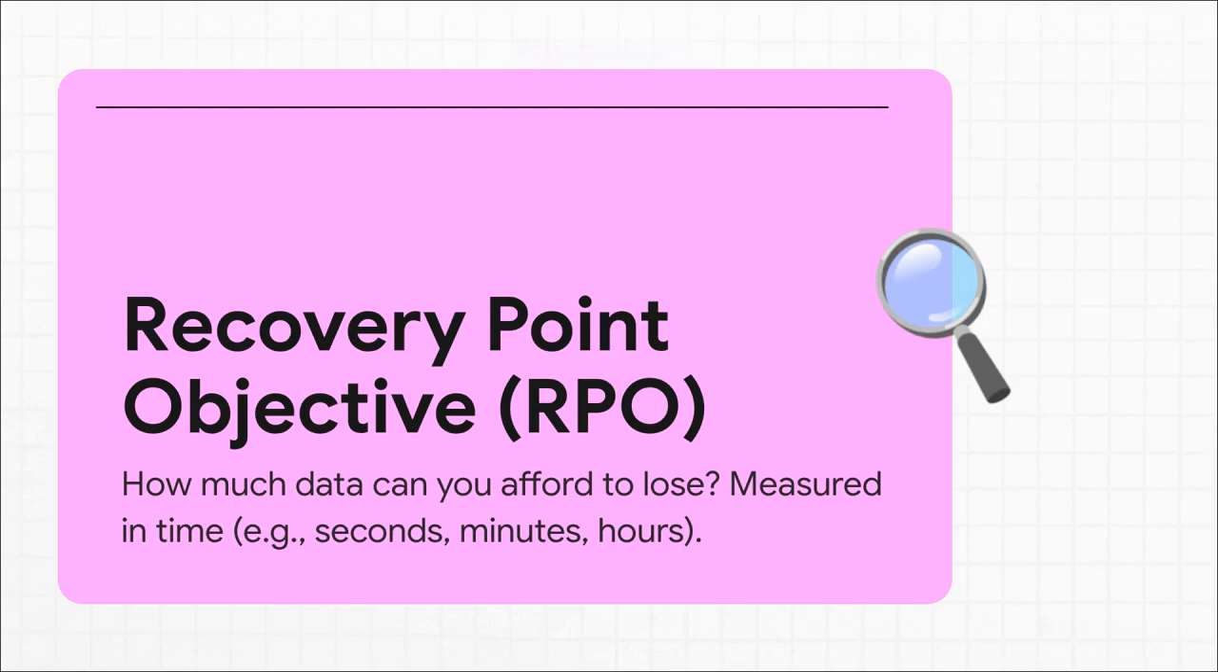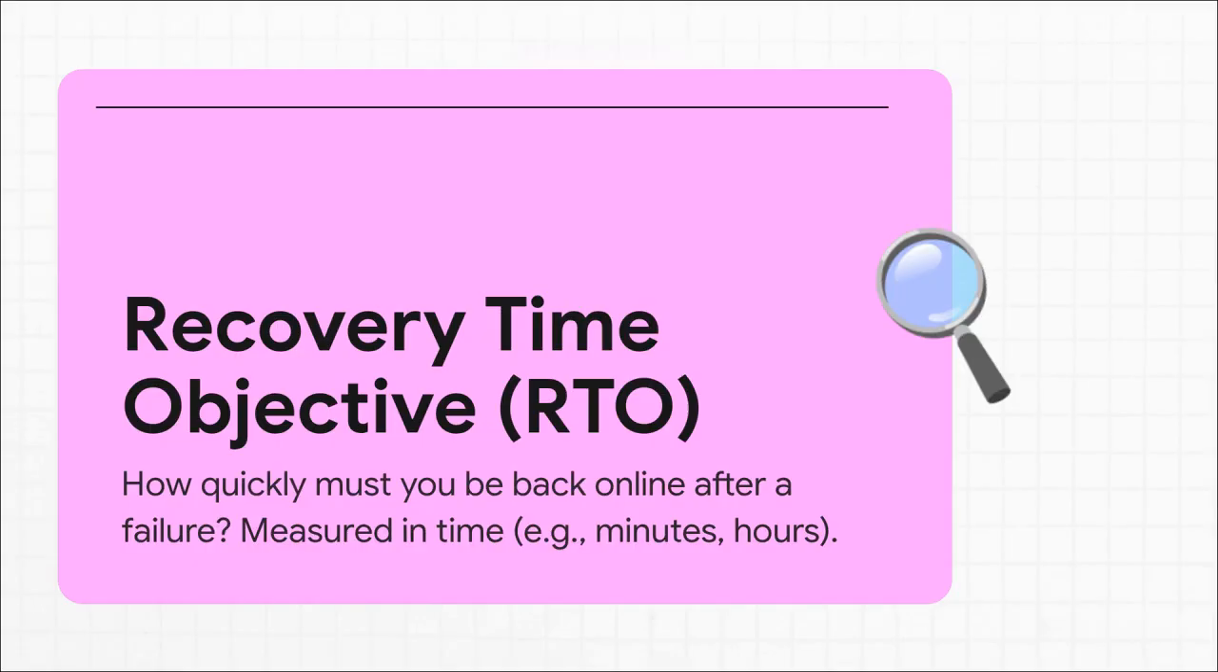And just remember, a tiny RPO, like a few seconds, is way more complex and expensive than, say, a 24-hour RPO. And then you have its partner, RTO, or Recovery Time Objective. This one is purely about the clock. When a disaster strikes, what's the deadline to get everything back online and serving users? An hour? 10 minutes? A few seconds? Your RTO is what determines the kind of automation and recovery plan you're going to need.